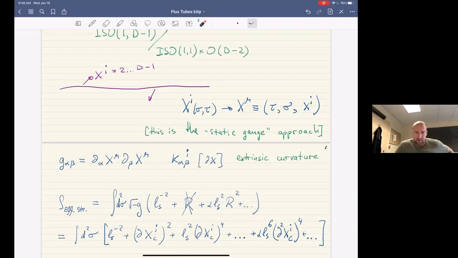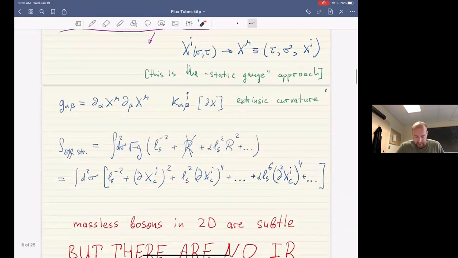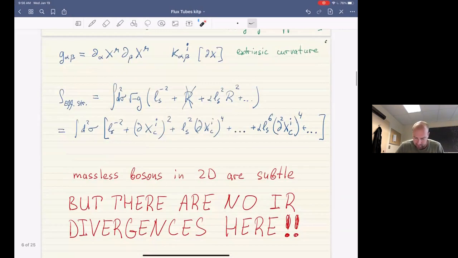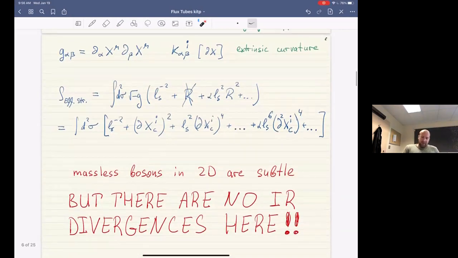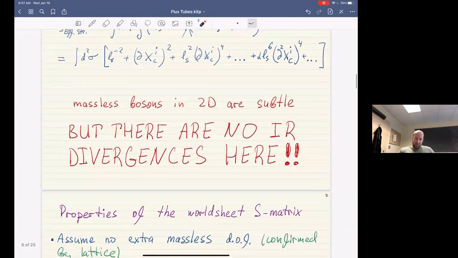Are there any questions at this point about the basic setup or about what is the object that I'm studying? Okay, if not, then let me make one disclaimer: massless bosons in two dimensions are subtle, but you can rest assured that in this theory there are no infrared divergences. So it is well defined, basically because there are enough derivatives per field.